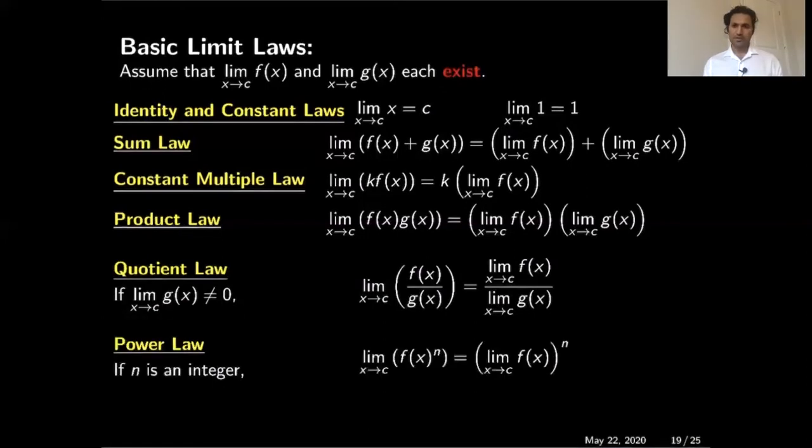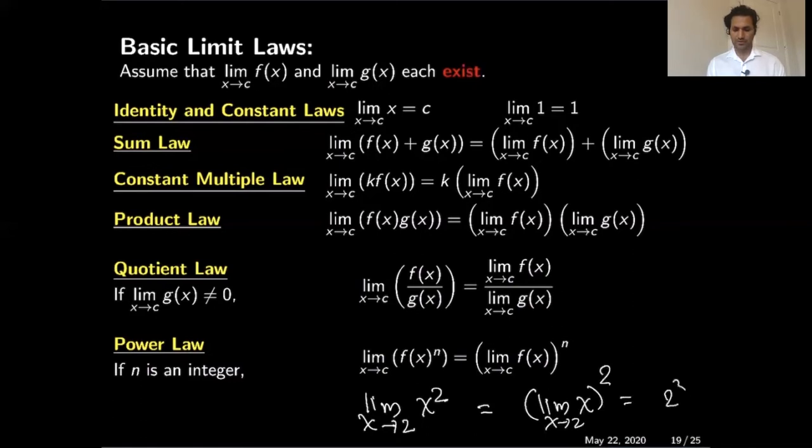The power law says that you can calculate the limit of a power function by just calculating the limit of the base function and then taking the power. For example, if you calculate the limit as x approaches 2 of x to the power 2, you can calculate the limit as x approaches 2 of x and then square it, which is 2 squared, which is basically 4.